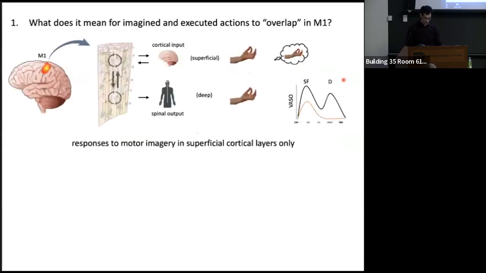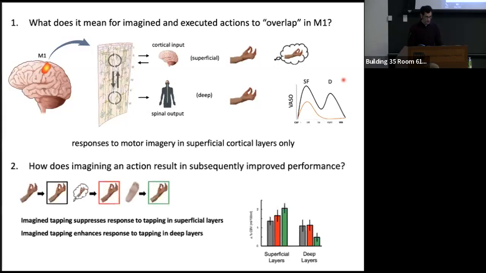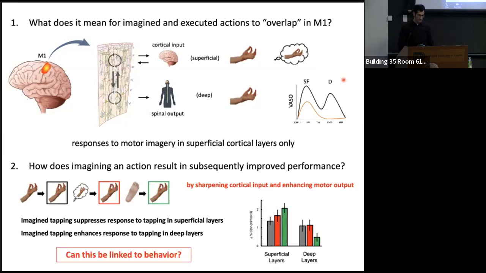And so to quickly summarize here, first I showed you that while we get activation for both imagined and executed tapping in M1, these processes are dissociable across the layers. And then I also showed you some repetition effects that we think are really exciting because we think they might explain how imagining improves subsequent performance, and that's by sharpening the cortical input and enhancing the motor output. And we're now answering whether or not this can be linked to behavior, and we're doing that in several ways. One way is through a collaboration looking at short-term motor learning effects in this area with Leo Cohen's lab in NIMDS.